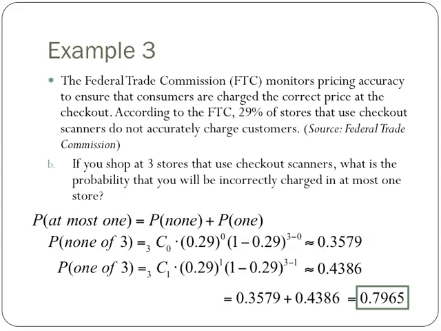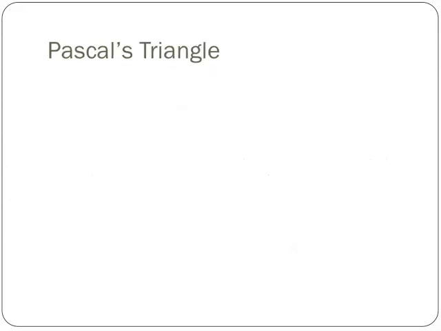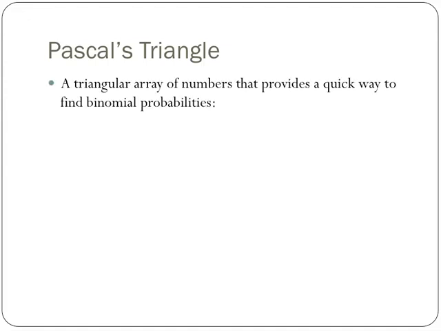All right, the next thing we're going to talk about is what we call Pascal's triangle. Now, Pascal's triangle is really just a way of arranging numbers into a triangle, and it helps us provide a quick way to find binomial probabilities. So with all these binomial probabilities, you've noticed that at the beginning you always have some sort of combination there. A quick way to find a certain combination without having to, say, type it into your calculator or plug it into the formula is to use Pascal's triangle. So Pascal's triangle is a triangular array of numbers that provides a quick way to find binomial probabilities.